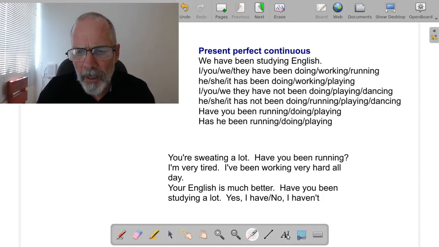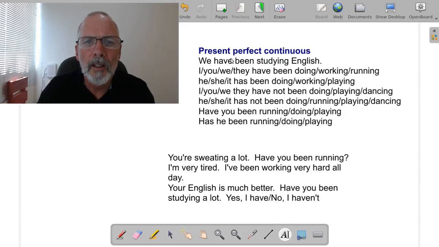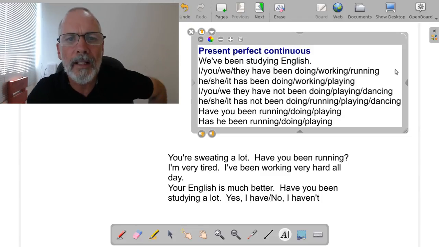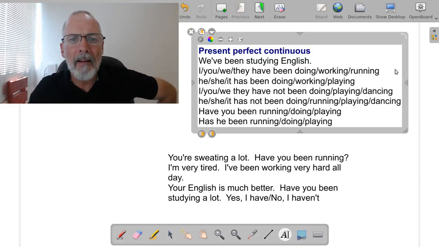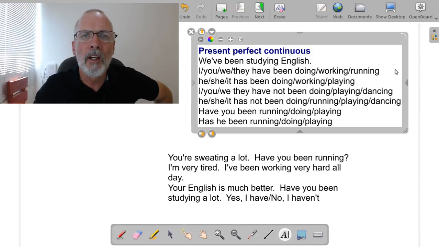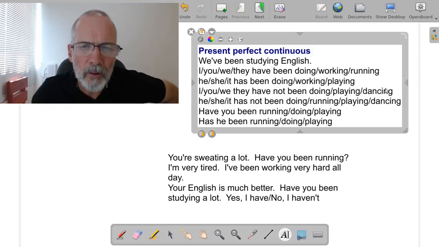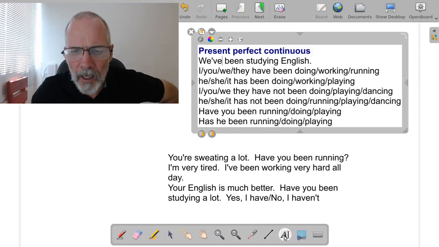So the first thing before we continue, of course, we can always contract that. So in the real world, people are not going to say we have been studying English. What you will hear in the real world is we've been studying English. We've been studying English. So this is the structure.